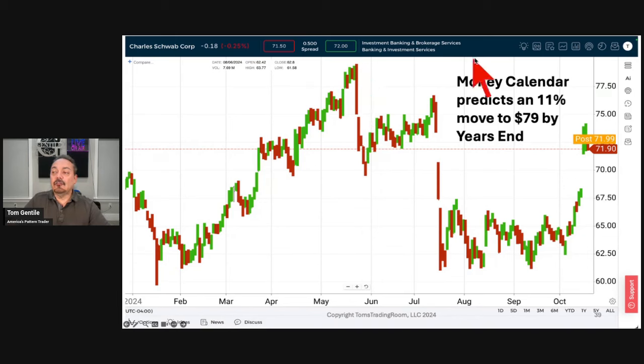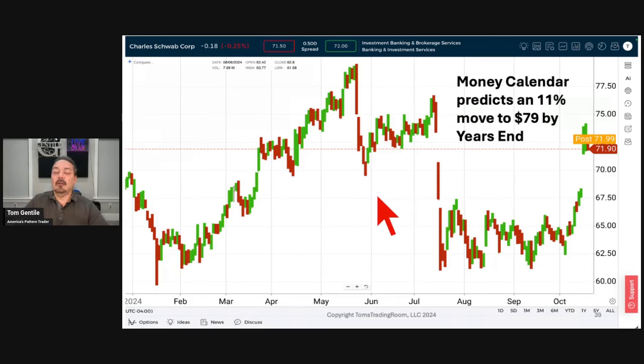79 or 80. If it just comes up and meets the area that it was at its highest back in May, then it will have done its job. Now, we could buy the stock at 11 and potentially make 11%, but what about the options? Can we make more with the options?